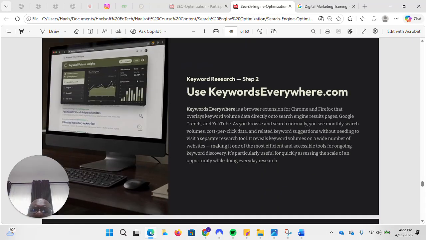So we also have Keywords Everywhere. We also have a platform or a tool called Keywords Everywhere. Keywords Everywhere is also a powerful tool that you can actually use to do your keyword research.